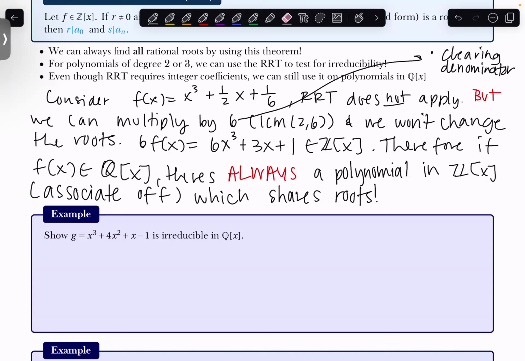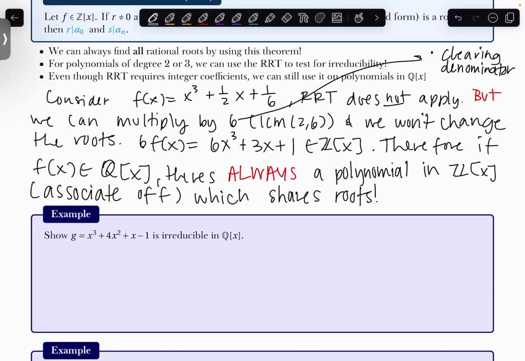Unlike if I worked with Z5, where I literally could write 0, 1, 2, 3, and 4, plug them in, and show I don't get zeros. With my infinite fields, it's much harder to do that. And so this makes it a lot easier for me to show if it has no roots inside the rationals. So this is most helpful when I'm working with degree 2 or 3 to show it's irreducible. But it also is helpful to find factors if I can find a root that comes from the rationals as well.